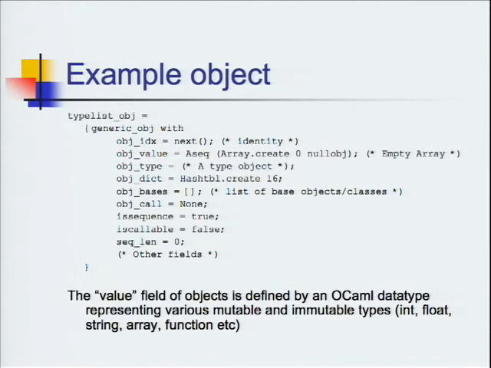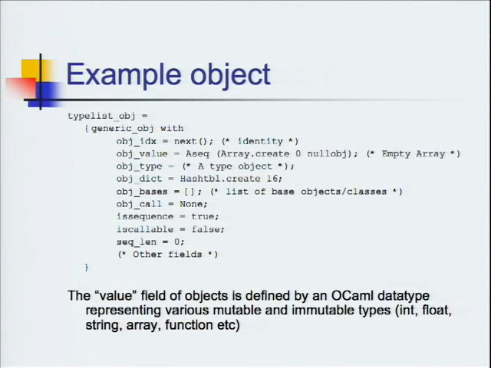The dictionary is basically an OCaml hash table. This is a list of base classes or base objects. In case of a class, this will be the list of base classes. And in case of classes with multiple inheritance, this list is created by using the method resolution order in Python, the C3 method resolution. Then in case this object is a function, it would be a callable object, and we would actually have the code for the function here in this object call field. But this is not a callable, so is callable here is false.